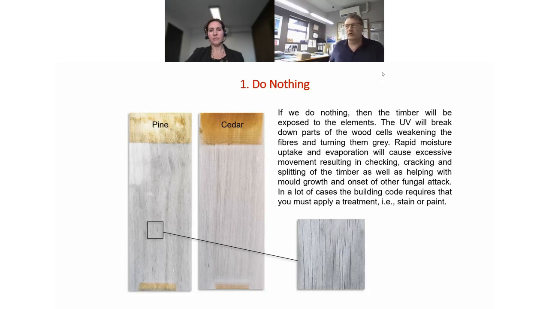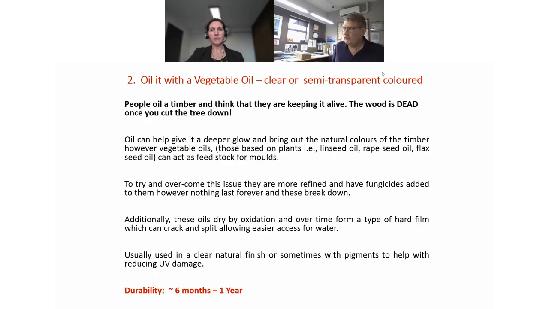Now the next one is oil it with a vegetable oil, clear or semi colored. Now people oil a timber and think that they're keeping it alive, and they say we're feeding the timber, etc. All you're doing is feeding mold, right? So oil can help give it a deeper glow and bring out the natural colors of the timber, but vegetable oils, and what we mean by that is they're based on plants, linseed oil, rapeseed oil, flaxseed oil, etc. They can act as feedstock for molds.